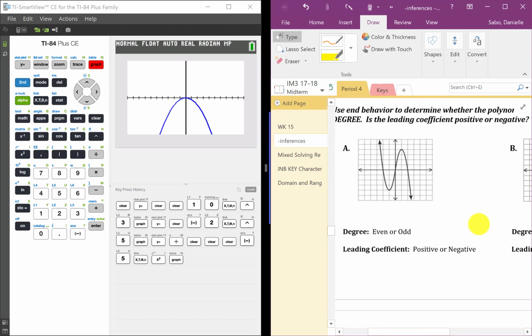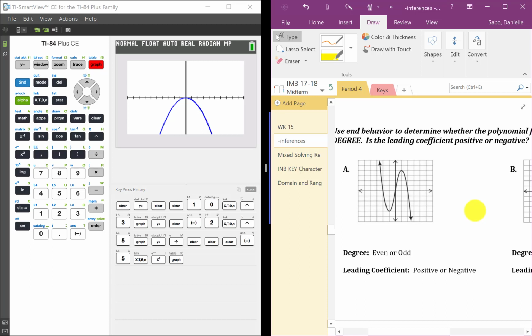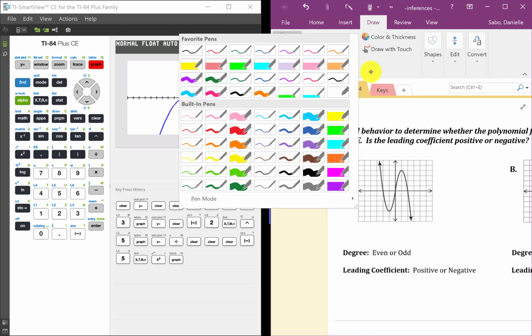Now I give you the graph, and I want you to tell me the opposite. So everything that we determined earlier, I'm giving you the graph now, and now you're telling me if it's even or odd, and if it's positive or negative. So here, take a look.